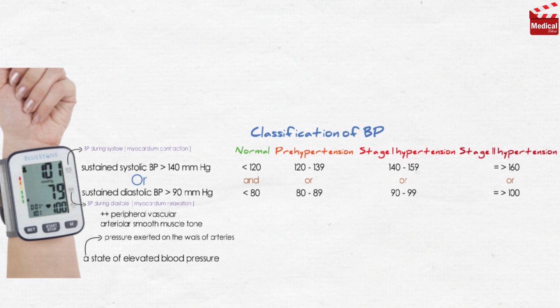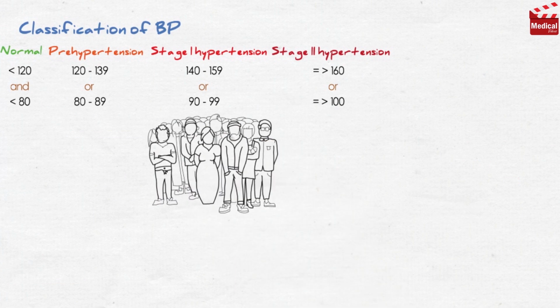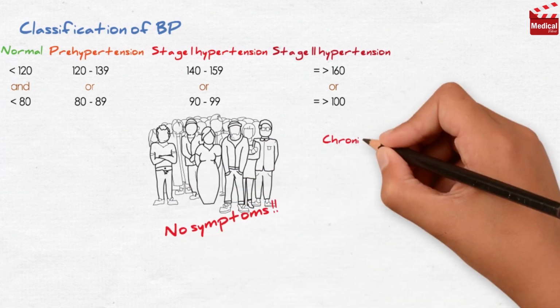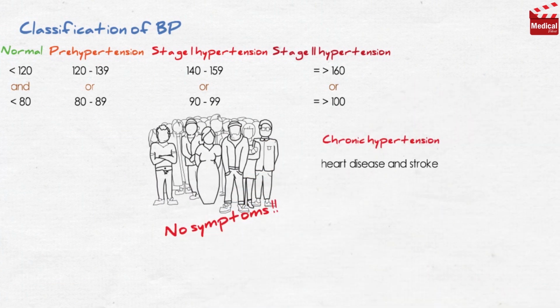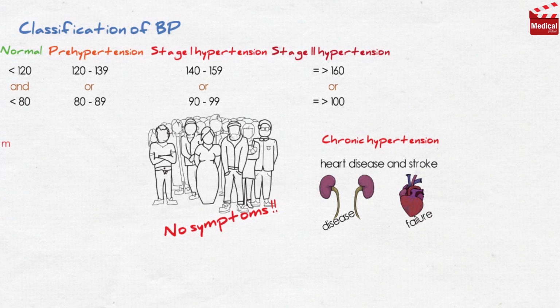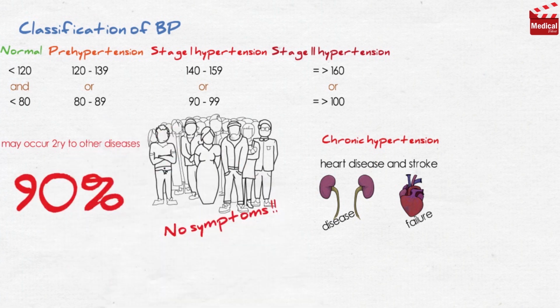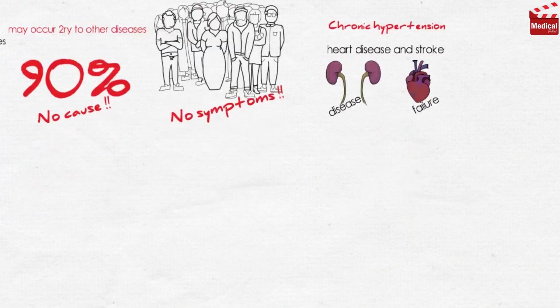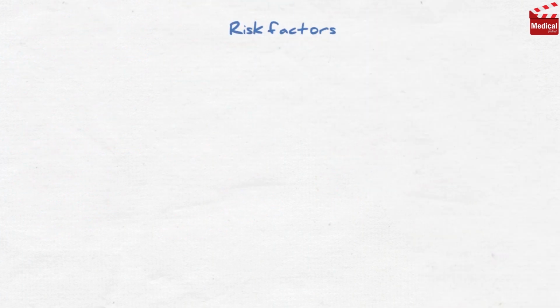for the diastolic. Although many patients have no symptoms, chronic hypertension can lead to heart disease and stroke. It is also an important risk factor in the development of chronic kidney disease and heart failure. Hypertension may occur secondary to other diseases, but more than 90% of patients have essential hypertension, that happens with no identifiable cause. There are some risk factors we should know.